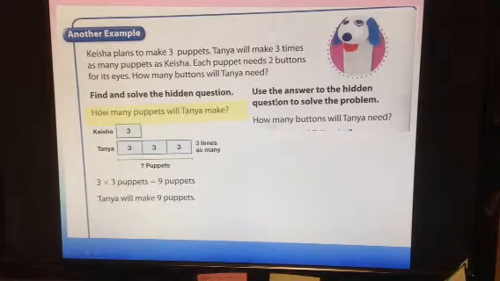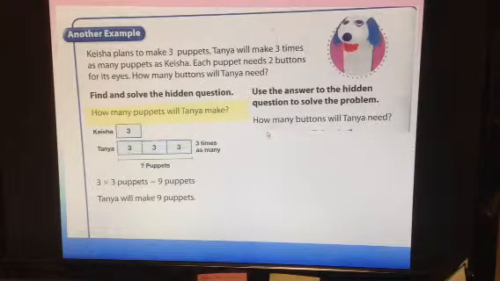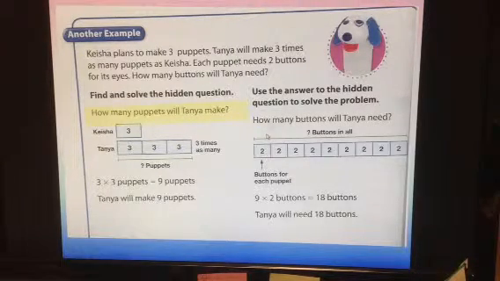Use the answer to the hidden question to solve the problem. Use the number 9 to solve. 9 puppets, 2 buttons each. 9 times 2 is 18. She'll need 18 buttons. There's the 2 buttons. We're doing 9 times 2 shown in a picture. 9 times 2 is 18. She needs 18 buttons.